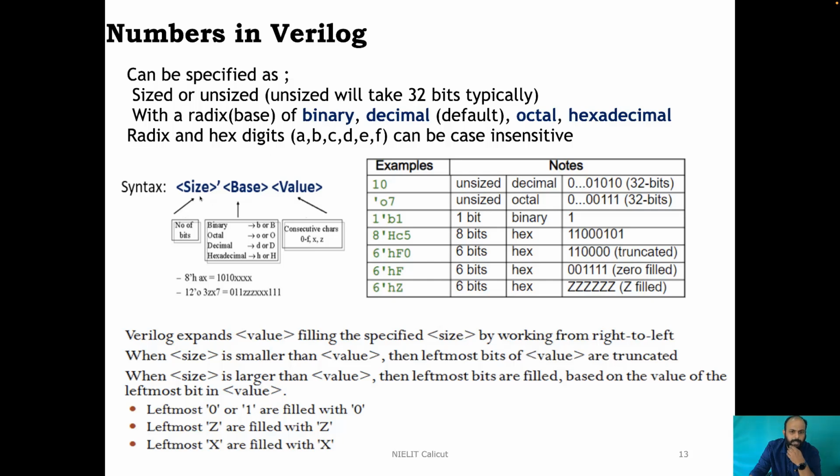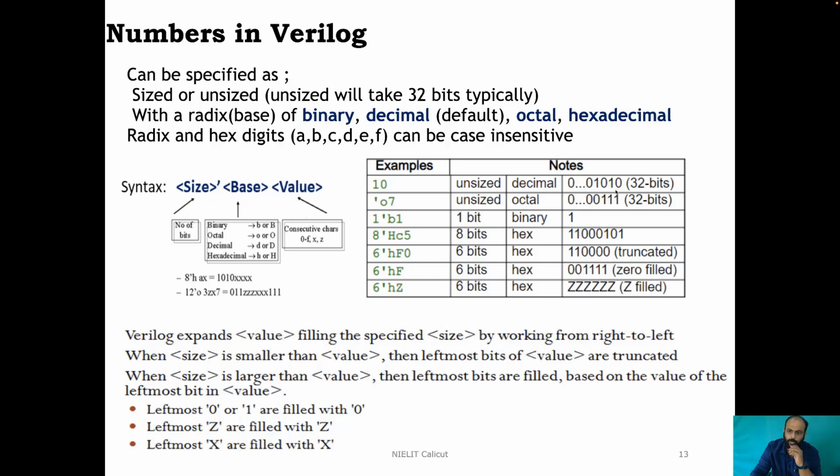So you can always specify the size. Ideally, this way of specifying a number is preferred, but on certain occasions you can always give unsized numbers. For example, you see in the first row it is given simply as 10. So there is no size specified, there is no base specified. If no size is specified, the compiler will automatically assign it a certain specific size. Typically it is 32 bits in most of the compilers.